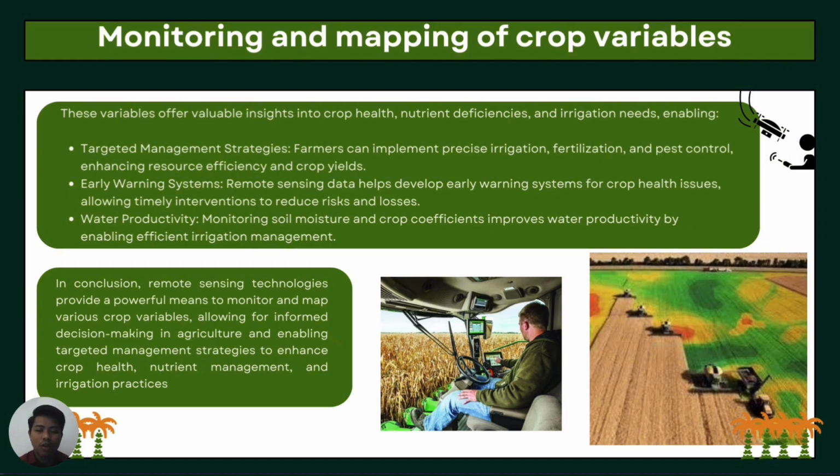And then water productivity. Monitoring soil moisture and crop efficiency improves water productivity by enabling efficient irrigation management. In conclusion, remote sensing technologies provide a powerful means to monitor and map various crop variables, allowing for informed decision making in agriculture and enabling targeted management strategies to enhance crop health, nutrient management, and irrigation process.